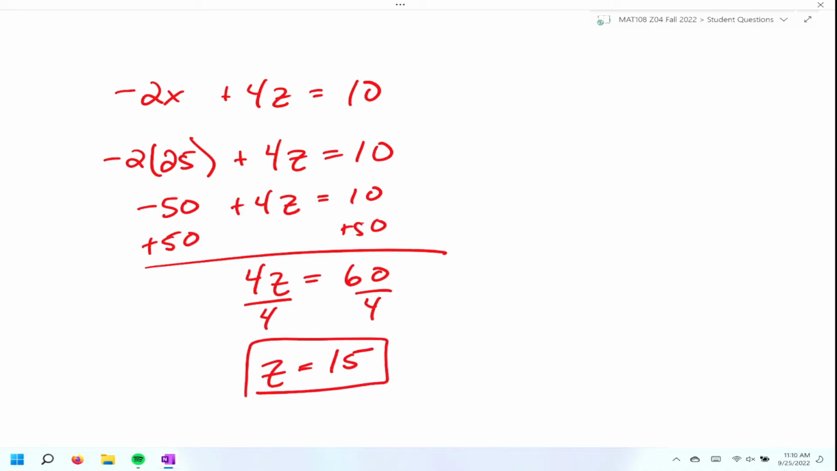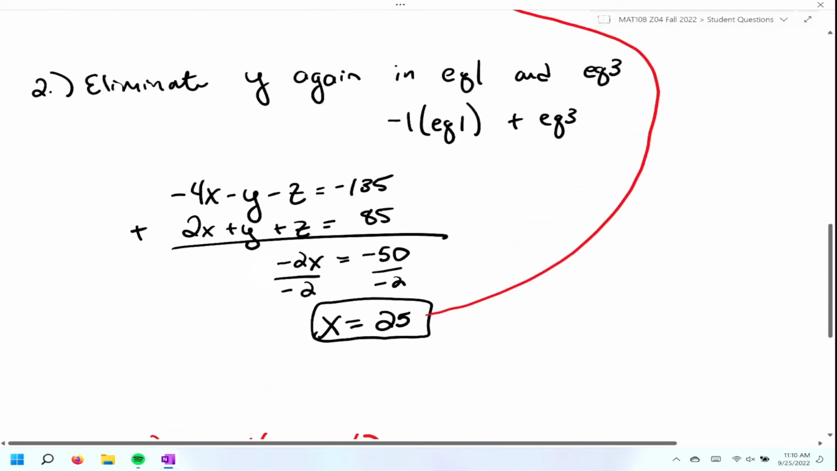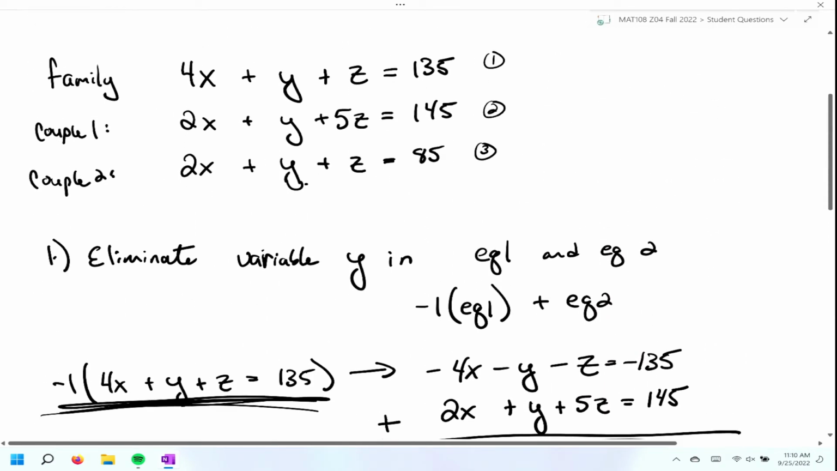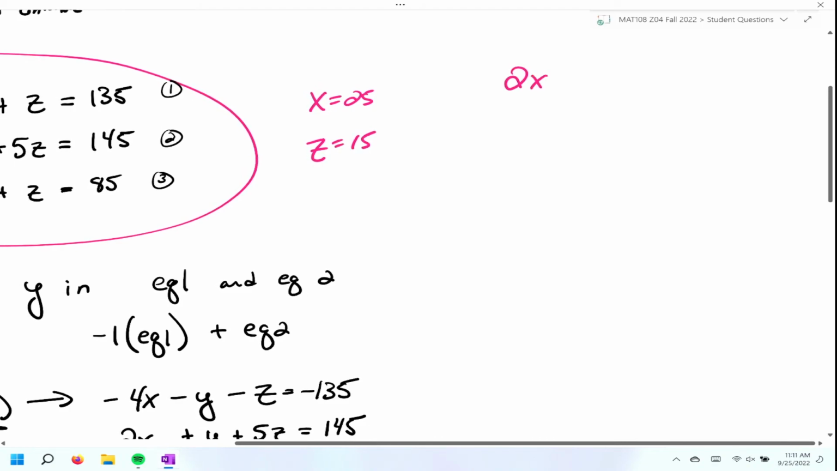Okay? So we know what z is. We know what x is. And now we can go all the way back to one of the original equations that we have. So we can go all the way back to one of these three, because we know x equals 25, z equals 15. So it doesn't matter which one you pick. The only thing that matters is make your substitutions correctly and simplify. Personally, I think I'm going to go with just equation 3 because the numbers are the smallest there. So that's 2x plus y plus z equals 85.